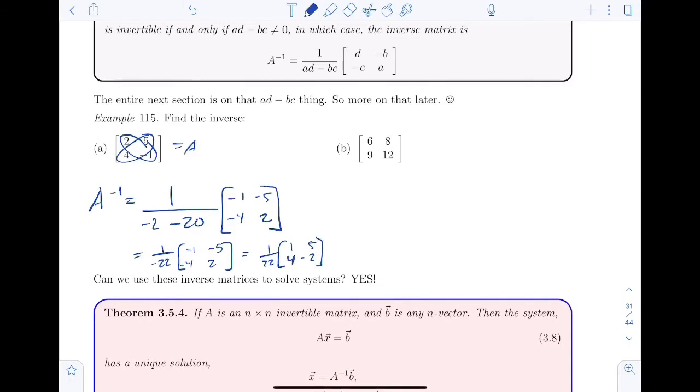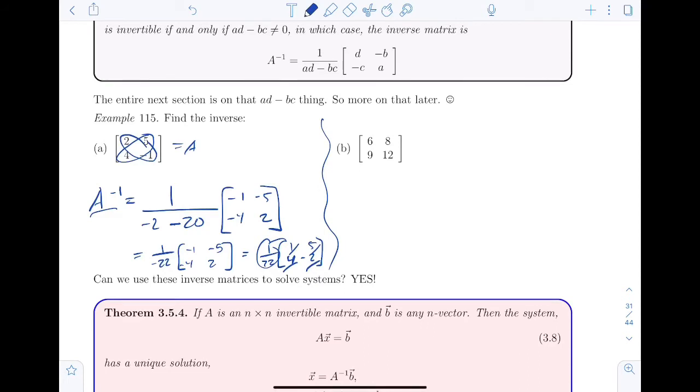Do you need to send the fraction into every entry? That's not necessary all the time. If you say what is the inverse matrix, then of course it belongs in there, but otherwise it's over 22, over 22, over 22, over 22. So that's pretty straightforward.